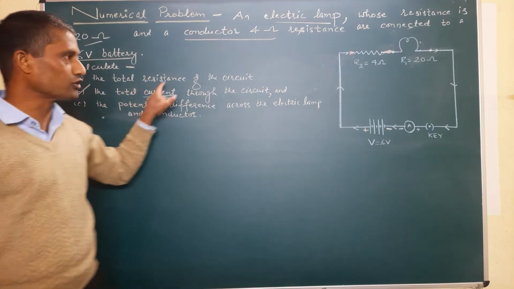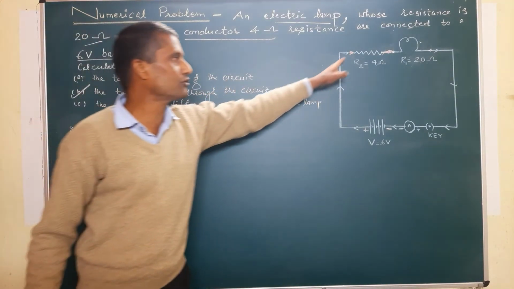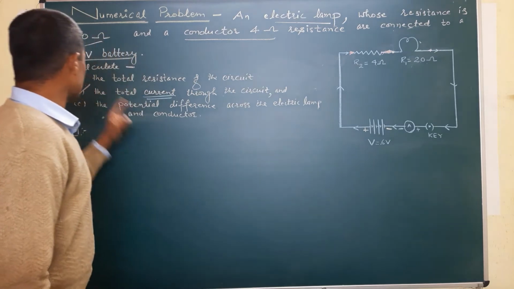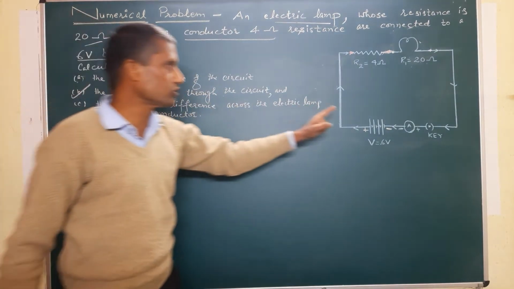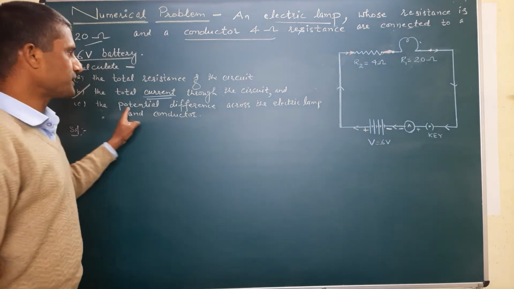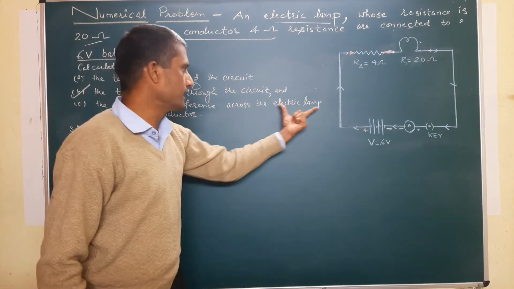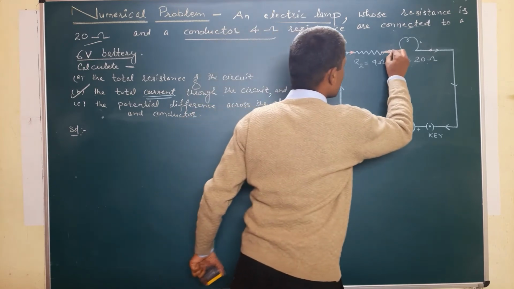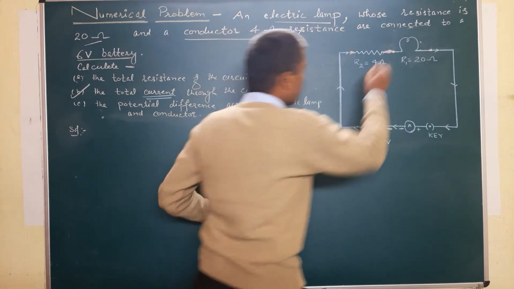That is, yes, the total resistance of the circuit, you have to find out what's the net resistance in this very circuit, that is the total. Number 2, you have to find out the total current flowing through this very circuit, and number 3 is the potential difference acting across the electric lamp. How much potential difference is acting across the electric lamp, that's what we are going to find out here.